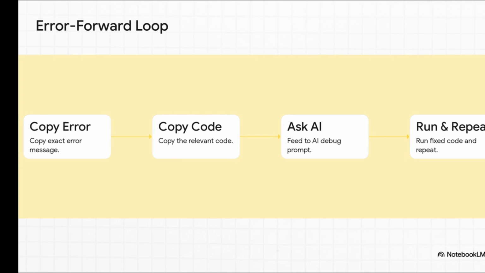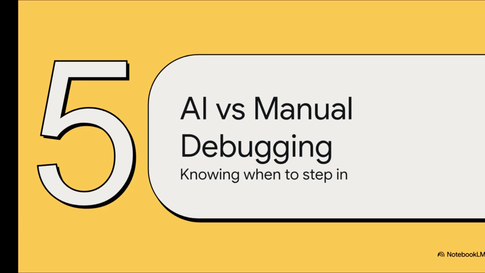Step 1, copy the exact error. Step 2, copy the relevant code. Step 3, feed it all to the AI using that universal debug prompt we just talked about. And step 4, run the fixed code. This simple context engineering technique sounds honestly almost too easy, but it literally resolves about 80% of AI code bugs instantly. The AI is surprisingly great at fixing its own logic if you just hand it the full picture of the failure. But what happens when that doesn't work?